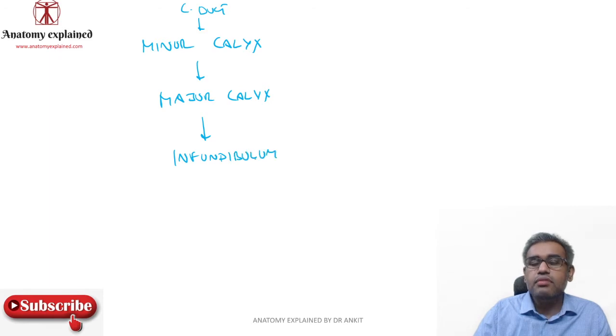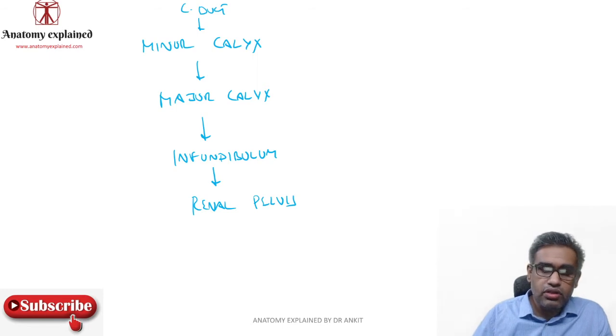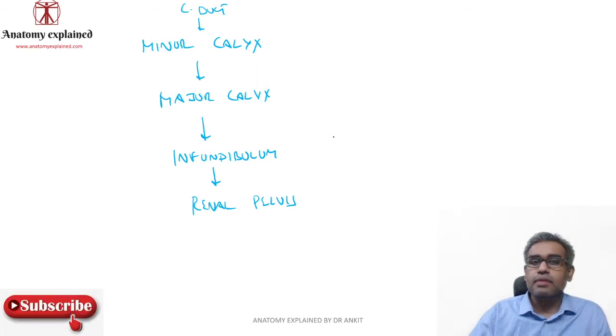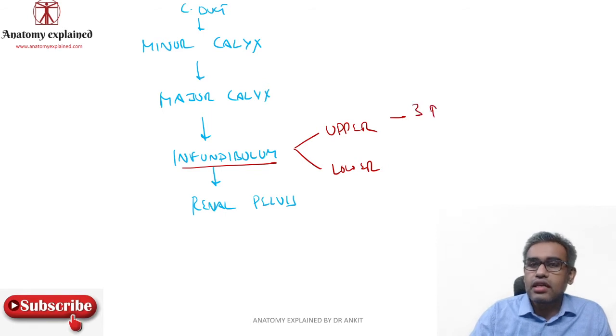Infundibulum as a literal word means funnel shape, and this infundibulum is the one which is opening into the renal pelvis. Now what is this renal pelvis? We will come to it. Before coming to the renal pelvis, we have to understand this term. Infundibula are funnel shaped structures. Normally you have two infundibula, an upper and a lower one. In the upper infundibulum, around 3 pairs of major calyces open up. In the lower infundibulum, around 4 pairs of major calyces open up, and all will form the renal pelvis.